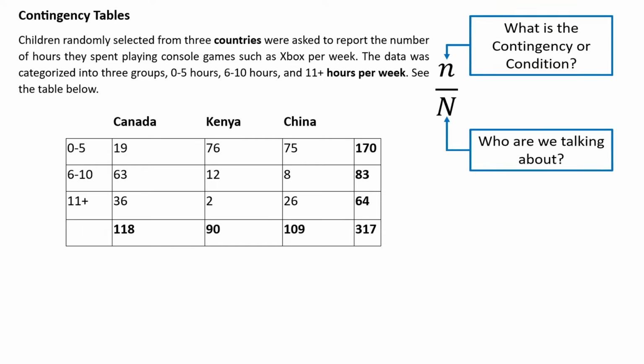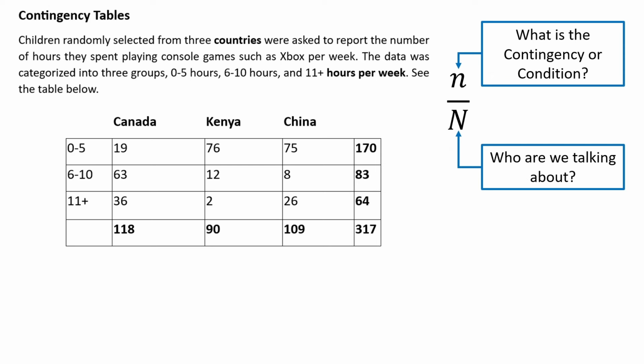So remember, when you're dealing with the contingency table and you're asked to calculate a probability or proportion, we have to ask ourselves 2 questions. First, who are we talking about? That number goes on the bottom. And what is the contingency or condition? That goes on the top.